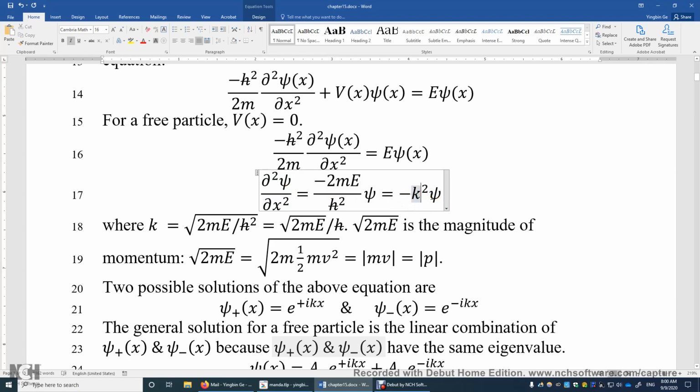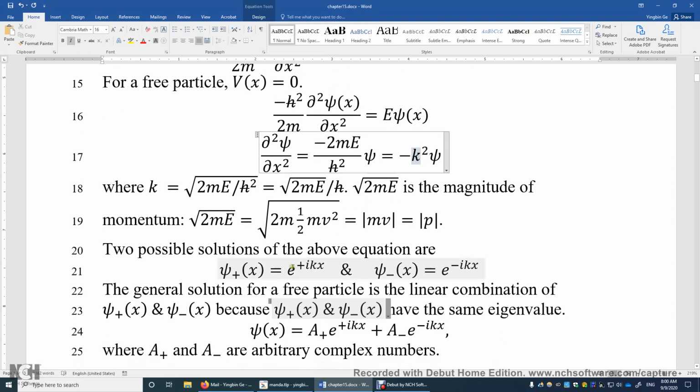Well, what kind of wave functions can satisfy this equation? It's very simple. We have two different kinds of functions: e to the power of ikx, and e to the power of negative ikx. You can just plug this in here. You take the second derivative of e to the power of ikx. The result is ik times ik times e to the power of ikx. And ik times ik is negative k squared. You can verify this as well.